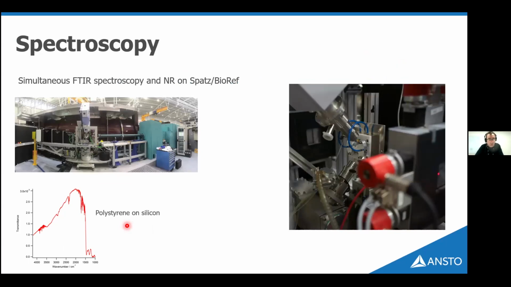For spectroscopy, if anyone knows anything about the SPAPS instrument, it used to be the BioRef instrument at the BER reactor at HZB. And one of its unique selling points was it can do simultaneous FTIR spectroscopy with NR. And we have continued to do that. So this is some polystyrene here that I took when we were commissioning, which was spin coated onto silicon.